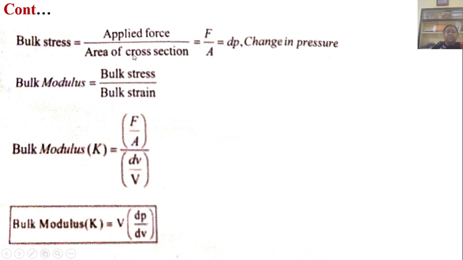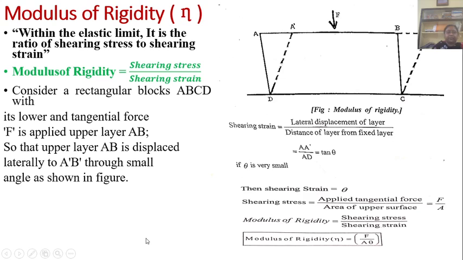Let A be the surface area of the body. So, bulk stress equals applied force upon area, that is F upon A, which is equal to dP, that is change in pressure. So, bulk modulus equals bulk stress upon bulk strain. So, bulk modulus K equals F upon A upon dV upon V. So, bulk modulus K equals V into dP by dV.